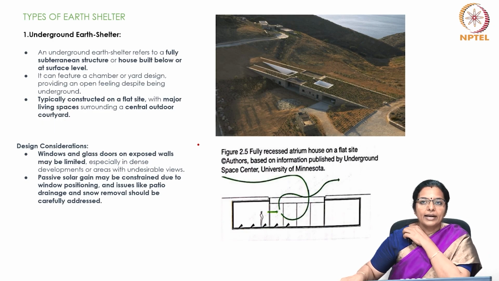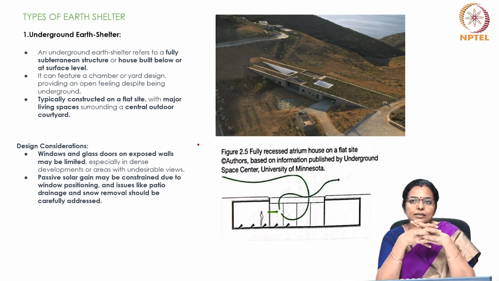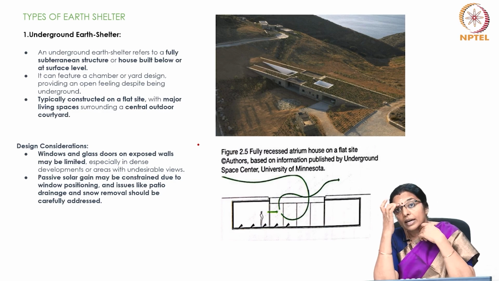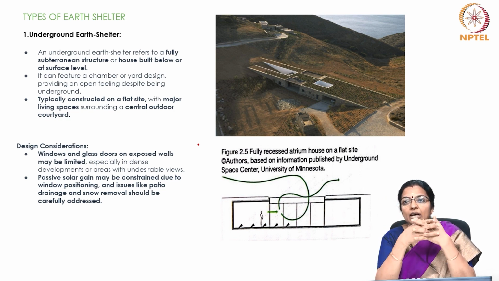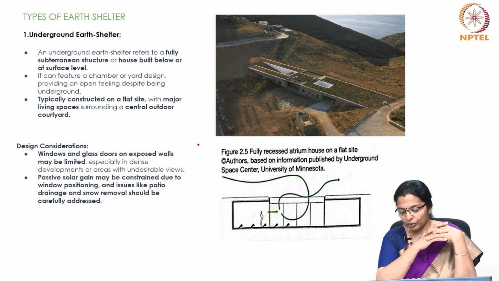So, an underground earth shelter refers to a fully subterranean structure or house built below or at surface level. It can feature a chamber or a yard design, providing an open feeling despite being underground. It is typically constructed on a flat site with major living spaces surrounding a central outdoor courtyard.